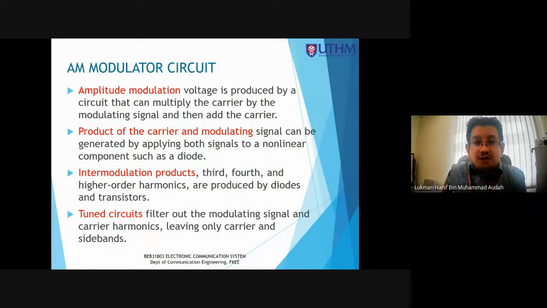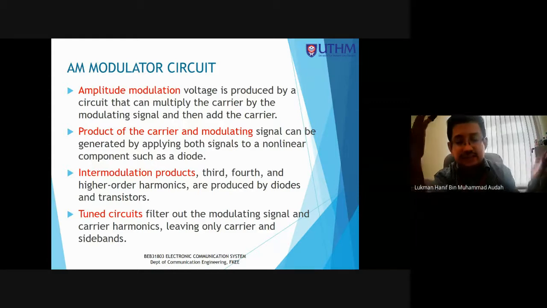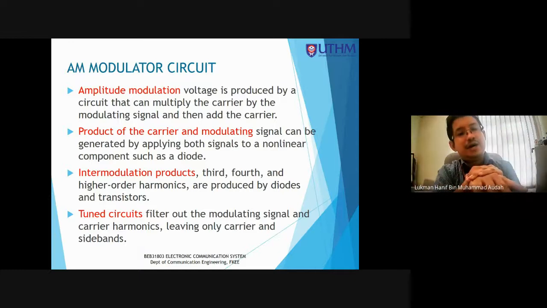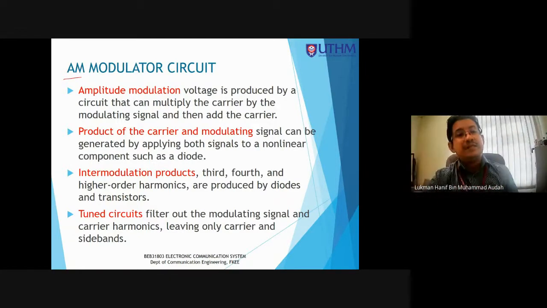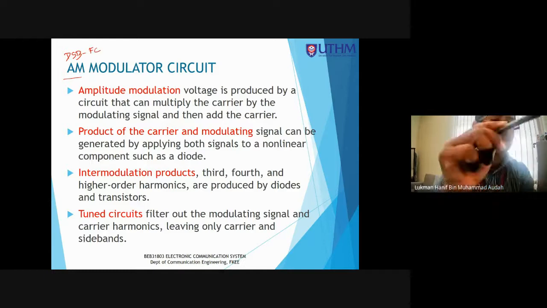Okay, so now we have seen about the types. Okay, kita dah lihat jenis AM. Ada macam-macam tadi. Now we want to see the circuit. Okay, how the circuit looks like. Okay, modulator circuit. So this here is AM modulator here. That means this is for the double sideband full carrier. Okay, ini untuk double sideband full carrier.